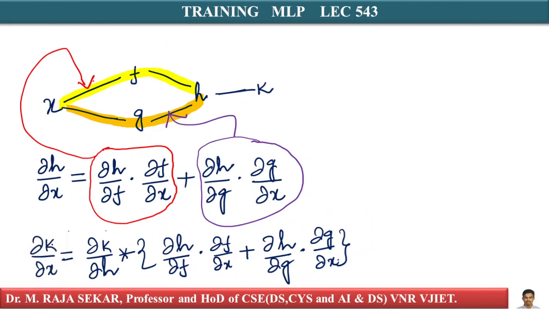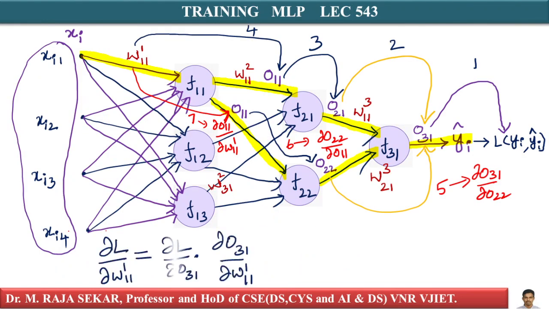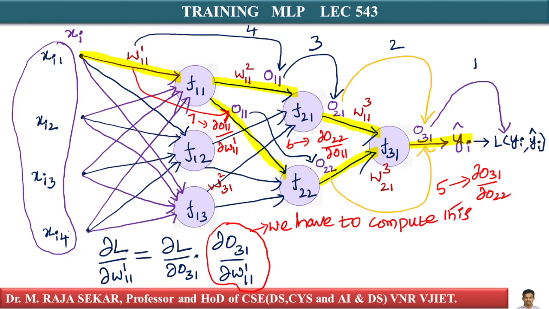This is the same structure that we have seen in our neural network. We will reuse it here. We will try to make use of that same rule. What is dou L by dou W11? It is dou L by dou O31, because your L is a function of O31. This O31 is a function of O21. Then we have dou O31 by dou W11. We have to compute this.